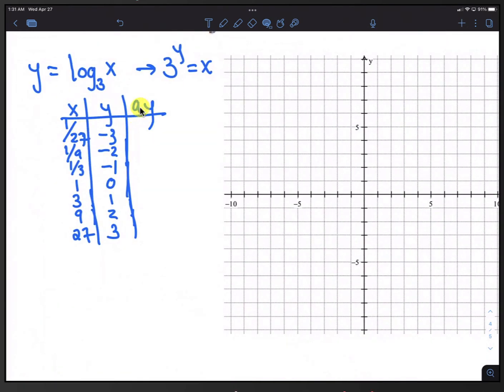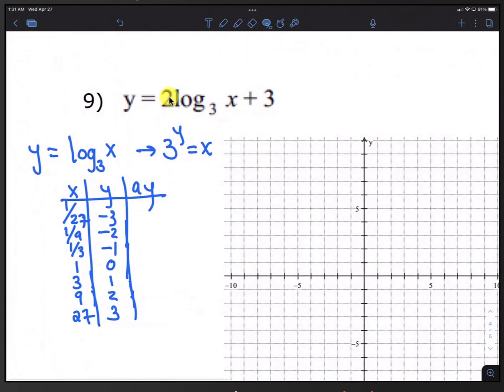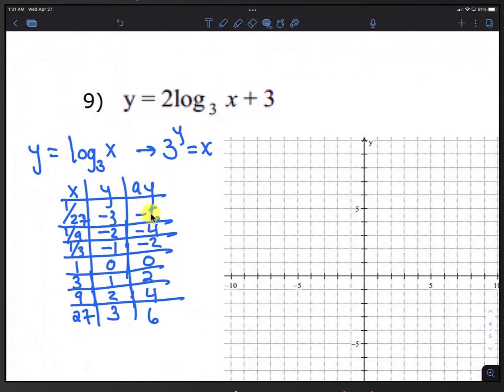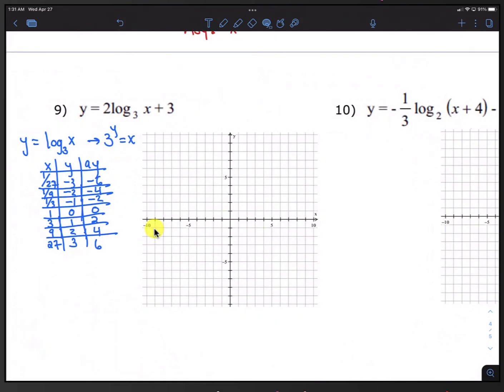Now we have an a times y column, and we do have a coefficient. So the coefficient's 2, so all of the y values get multiplied by 2, and these are your resulting AY values. All right, so when we plot the points, we're going to plot the coordinate 1/27th, comma, -6, and then 1/9th, comma, -4, and so on. All right, so plotting the points and connecting the dots, we get this curve here. Again, this is our original parent curve.